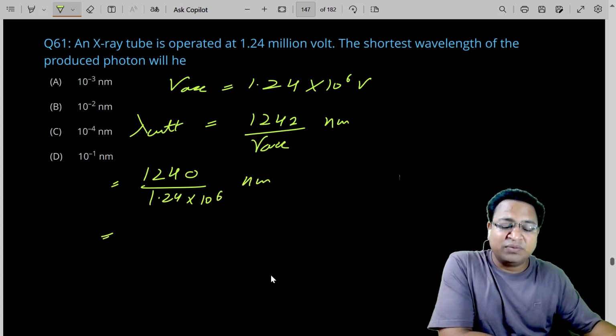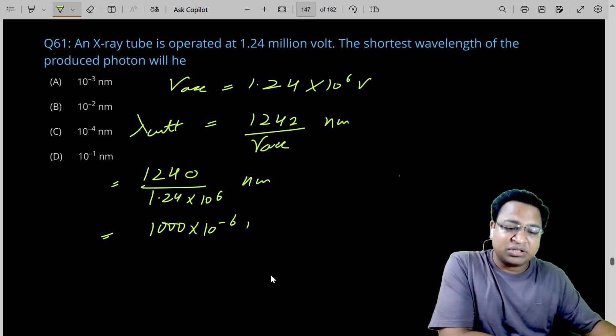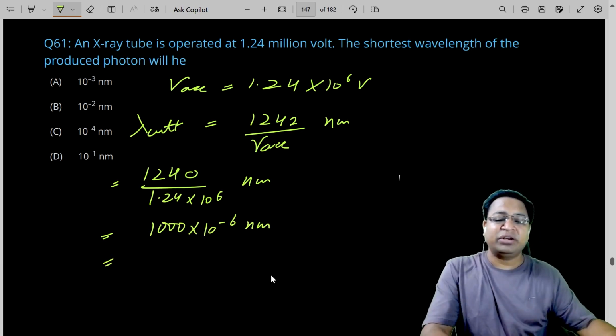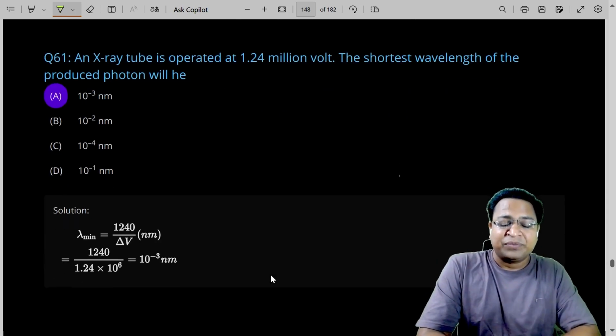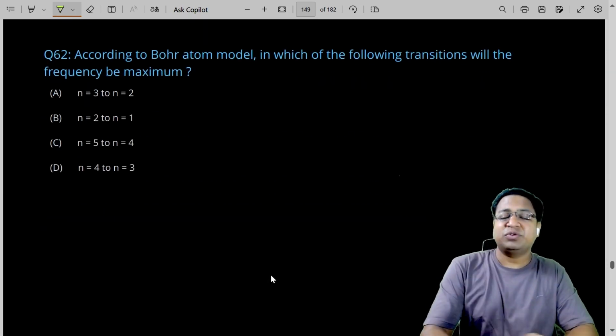So this will become what? This will become 1000 into 10 raised to power minus 6 nanometer. So this will become 10 raised to power minus 3 nanometer. So option A would be the right answer here. Okay, that was question number 61 for you. Next, we go to question number 62.